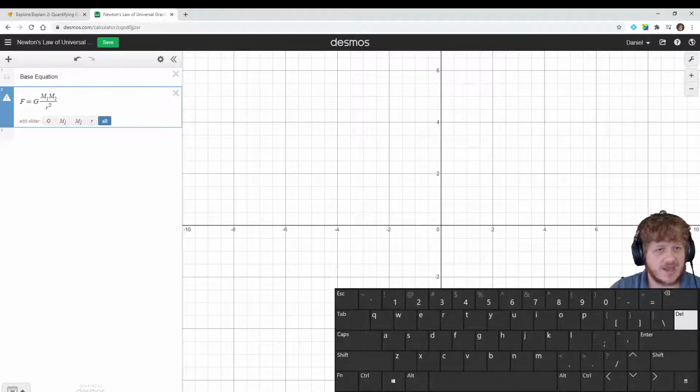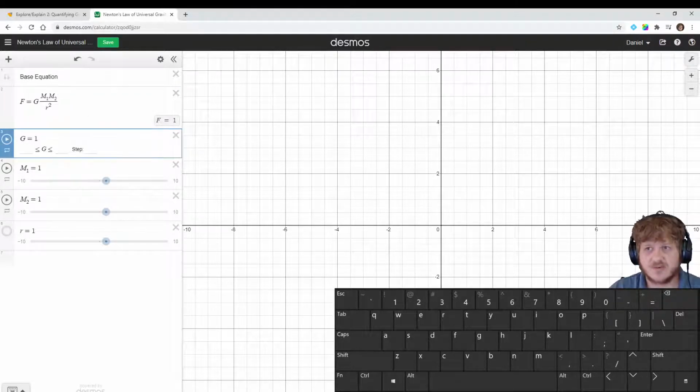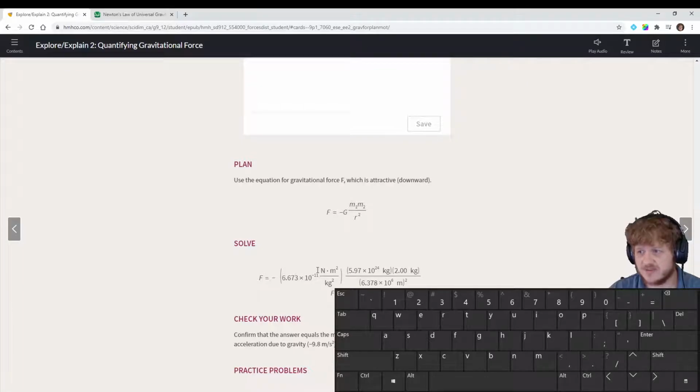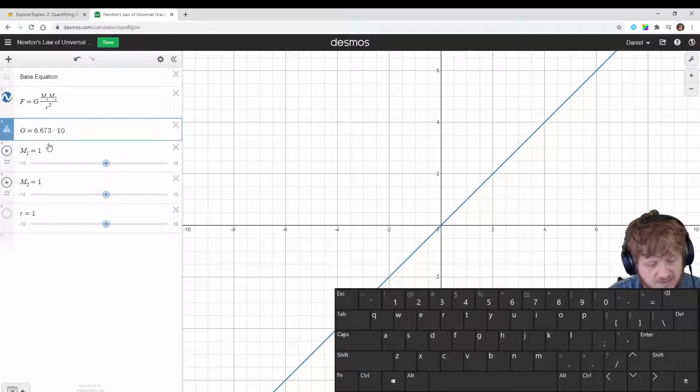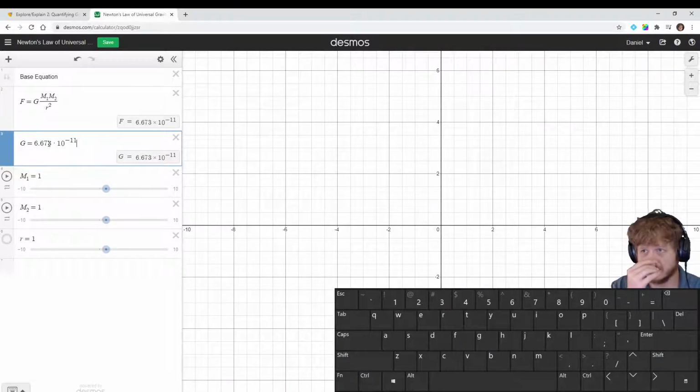and we'll add sliders for all of these, so we can do all that and get that all in here. And so what we'll do now is also go back to our original thing, because G is a constant, so we actually have a value for that. So for G, we have 6.673 times 10 to the negative 11. So we'll type that in here, 6.673 times 10 to the negative 11. And so that's what we'll have for there.